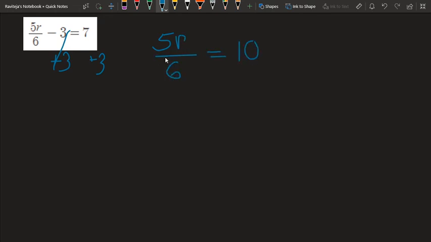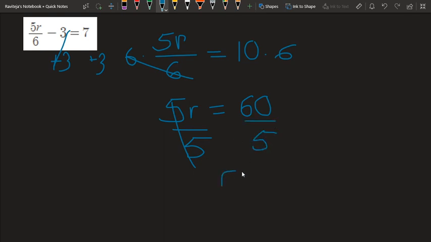So now we see that our 5r, or our r variable, is being divided by a 6. So let's just get rid of that 6 by using the multiplication operation. We multiply both sides by 6. These two cancel out, and then we're left with 5r equals 60. And finally, to solve for the value of r, we can use our division operation, where we divide both sides by 5, so these two cancel out, and then we're left with r equals 12.